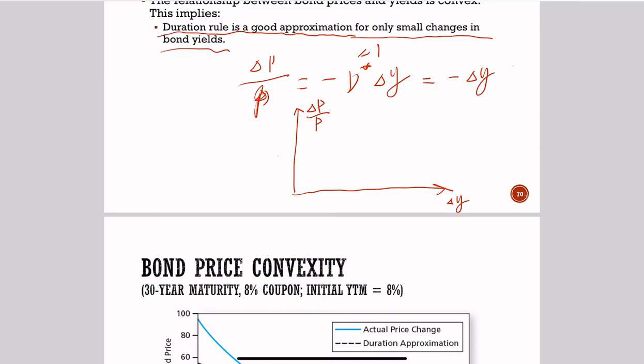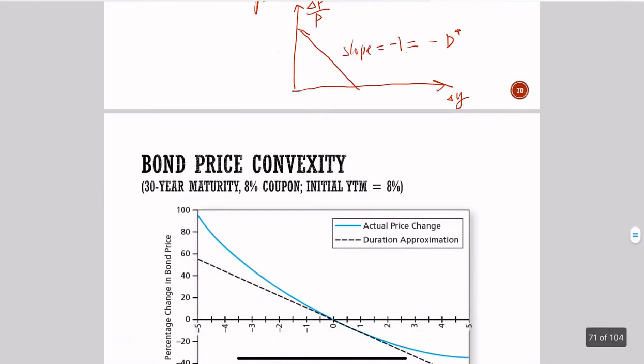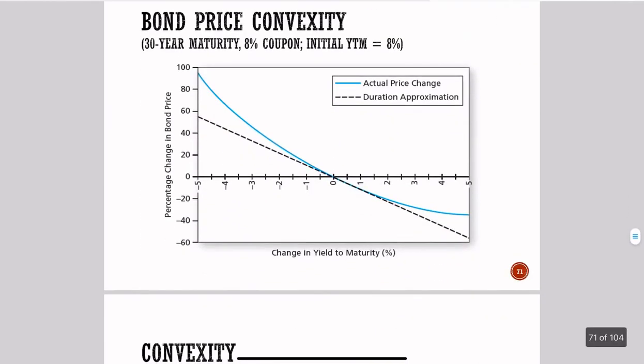Now, if you draw out this formula, you will get a straight line like this. The slope here is minus 1. So basically, if you draw out this formula, you get a straight line, and the slope of this line is minus the modified duration. Okay, now let's look at this example. Let's say you have a 30-year maturity, 8% coupon rate bond, with an initial yield of 8%.